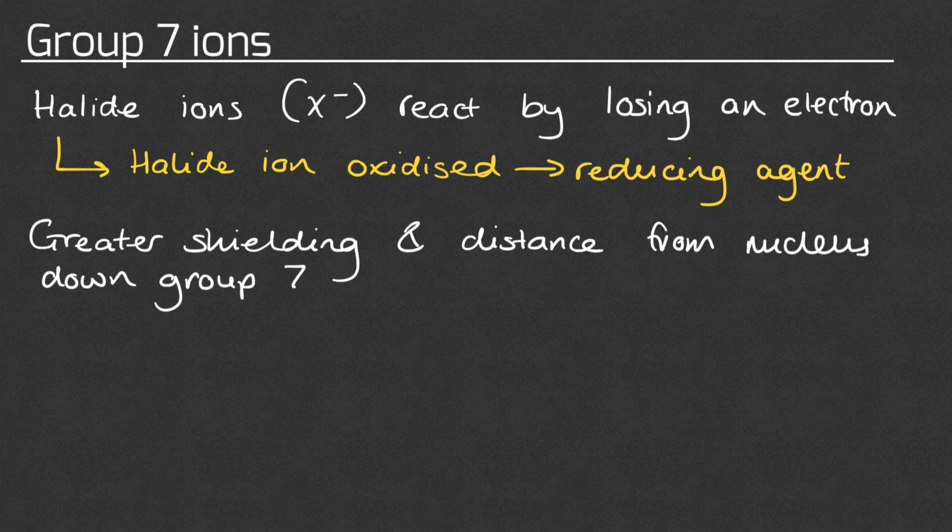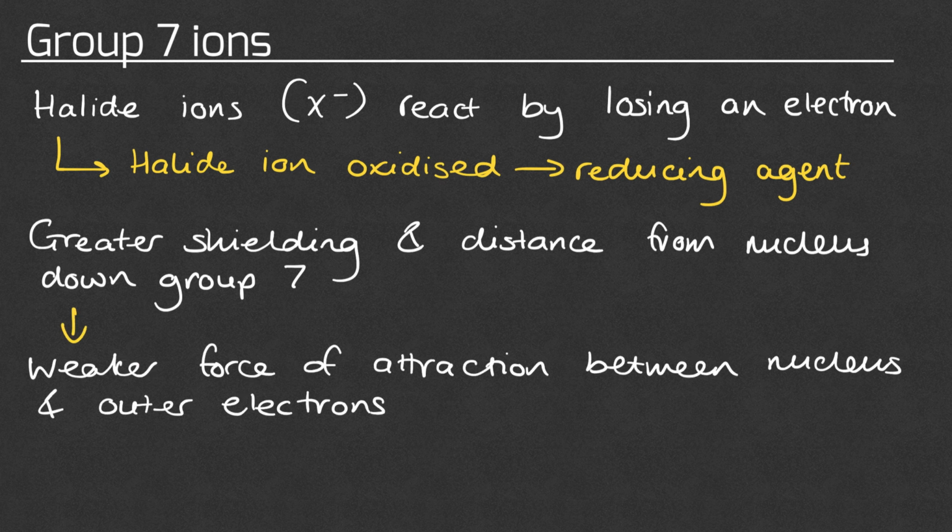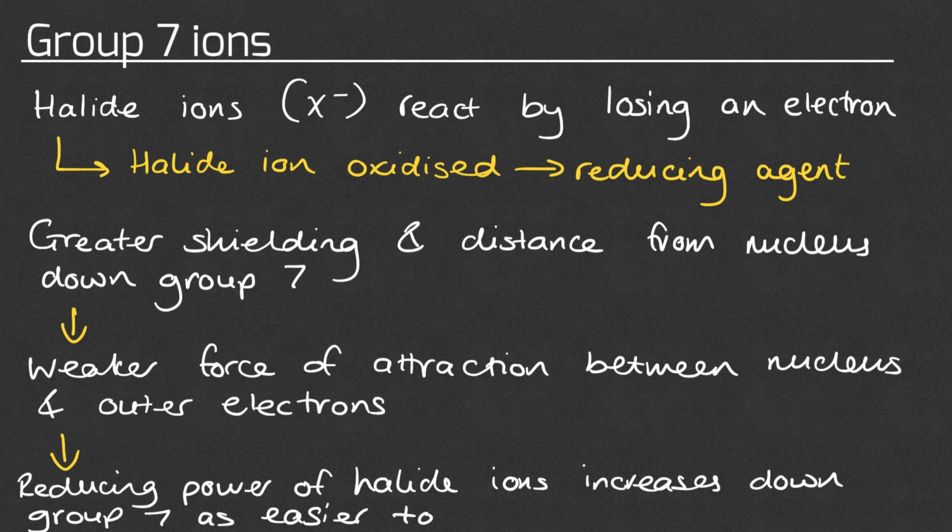Now, like we've already looked at, as we go down group 7, you're adding more electron shells, so there's going to be greater shielding, and those outer electrons are a greater distance away from the nucleus. This means that as you go down group 7, the outer electrons experience a weaker force of attraction from the nucleus. Therefore, the reducing power of the halide ions increases as you go down group 7, as it's easier to lose that outer electron. It's easier for the halide ions to give that electron to something else and reduce it.